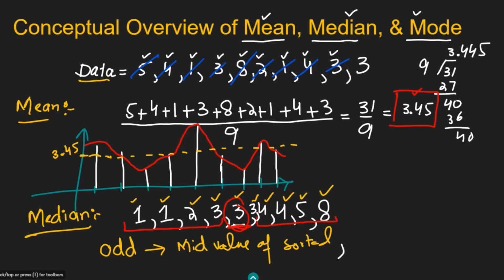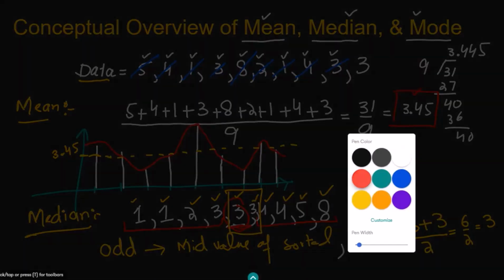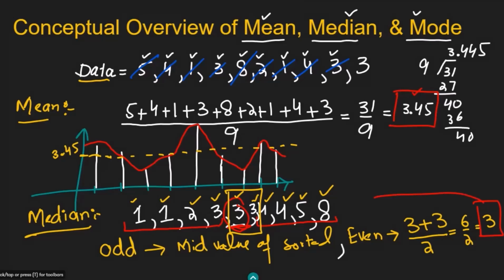So here, in order to find the mid value, I have to see how many items are at the middle of it. We can see very clearly that these two numbers are in the middle. So in order to find the median in this case where the count is even, I have to find the two mid values, add them, and divide by 2. So this will be 6 divided by 2, and that would be 3 as well. This is the median value of my data.